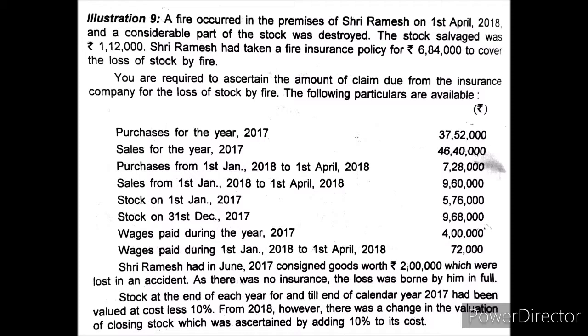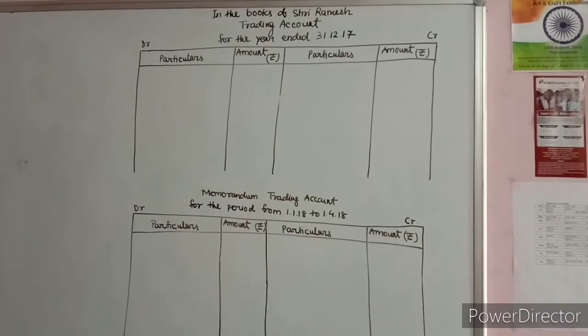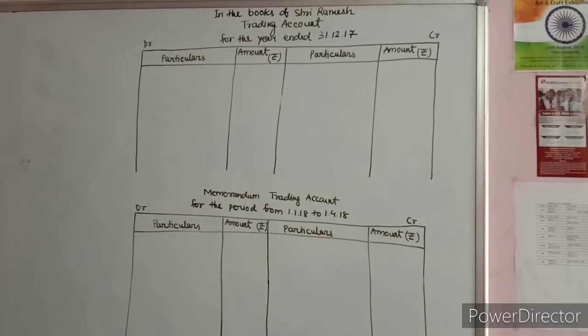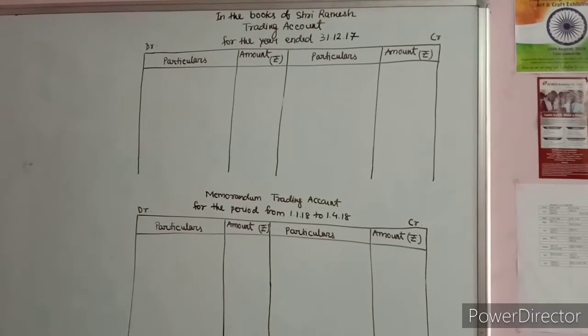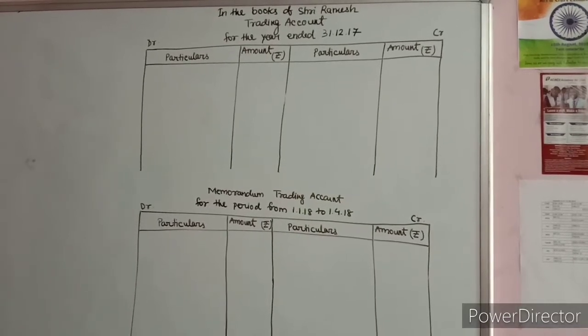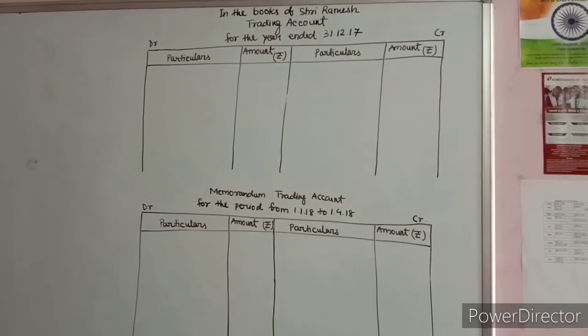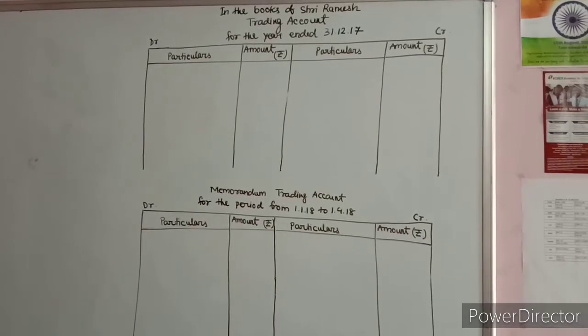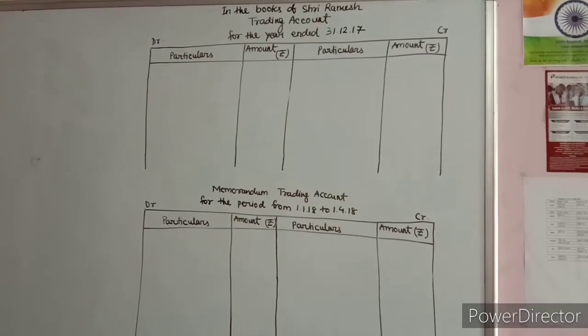So I expect you to write down this question in your copy as we move forward with the solution. From the question we can deduce that we have several pieces of information related to the previous year and information related to the current period. With regard to the previous year, we have the opening stock, the closing stock, purchases, sales, and the amount of wages.